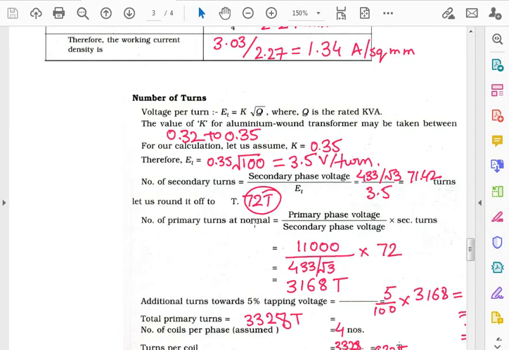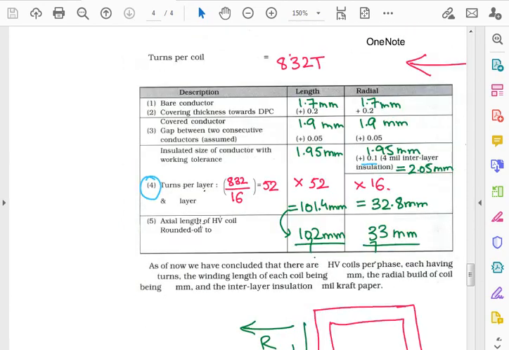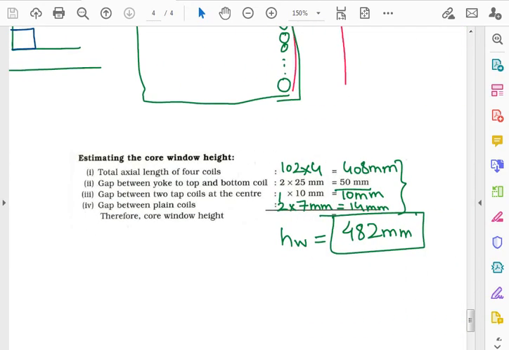Now when we are rounding it off to 72, this means essentially that ET is actually changing. So we have not calculated yet the actual voltage per turn. We have to find that out first of all. In this whole calculation, this was the low voltage winding, and then we had the high voltage winding, this was the axial length over there.